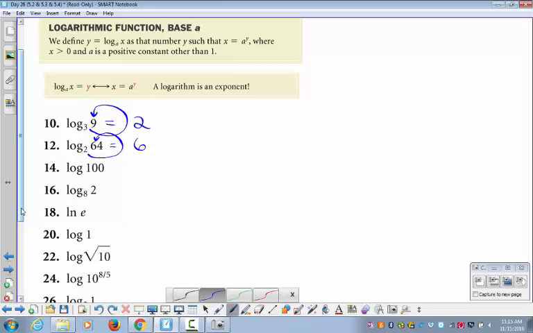Okay? This one. Log with no base means there's a hidden base of 10. That's the common log. So if we have a common log, you don't have to put the base in there. It's understood that the base is 10. So this is the exponent on 10 that gives 100. 2. 10 to the 2 is 100. So we've got that spiral.